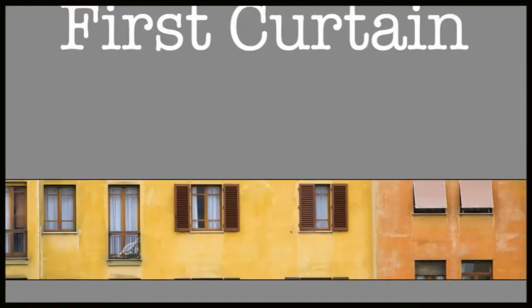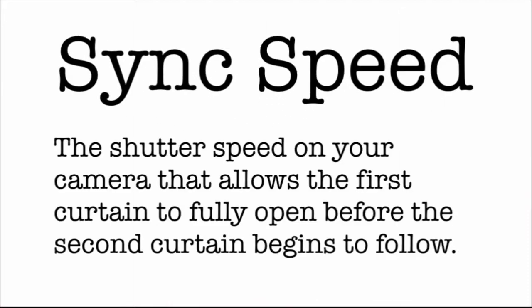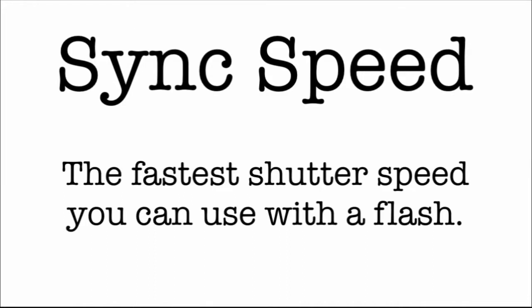Now watch what happens when we speed things up. When the shutter speed is faster, the second curtain can't wait for the first curtain to open all the way. If it does, it won't make it across in time. Notice in this animation that the shutter is never fully open. It just reveals a slit of light as it travels across the sensor, and the slit becomes smaller as the shutter speed increases. Sync speed is the shutter speed on your camera that allows the first curtain to fully open before the second curtain begins to follow. In other words, it's the fastest shutter speed you can use with a flash.